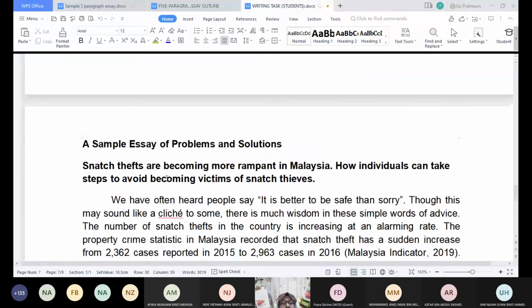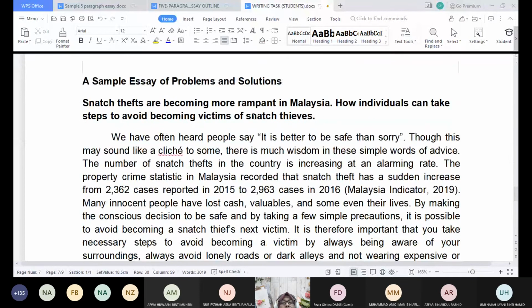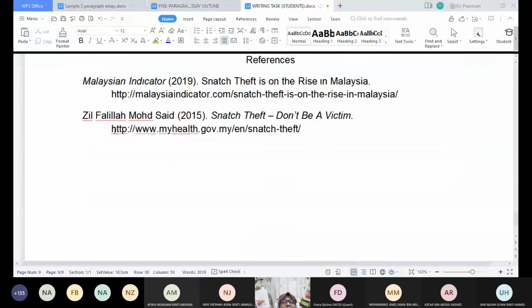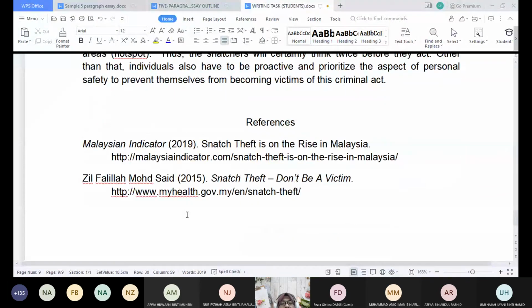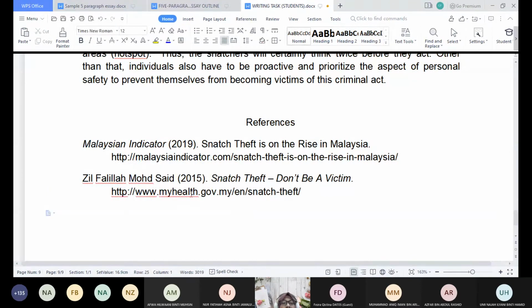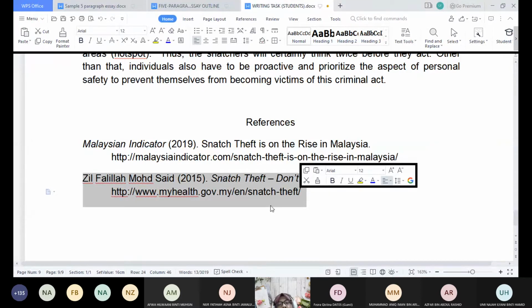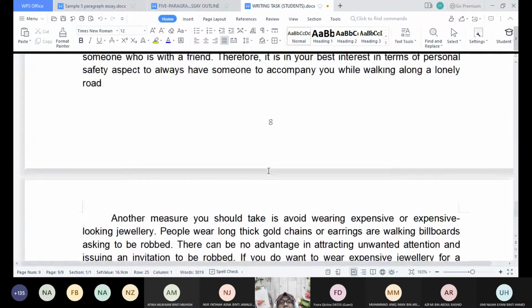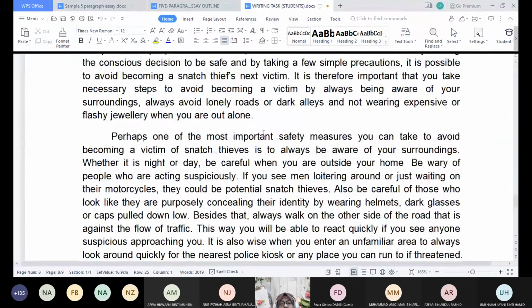The last one, a sample problem solution, you go through by yourself later on. Again, this is the references. You see the author's name, the year published, and then the title of the article, and then the website. I think mostly we get something like this, because you will get it from the internet. Mostly your references will be like this. So that's all for this. I will share with you later via Telegram.